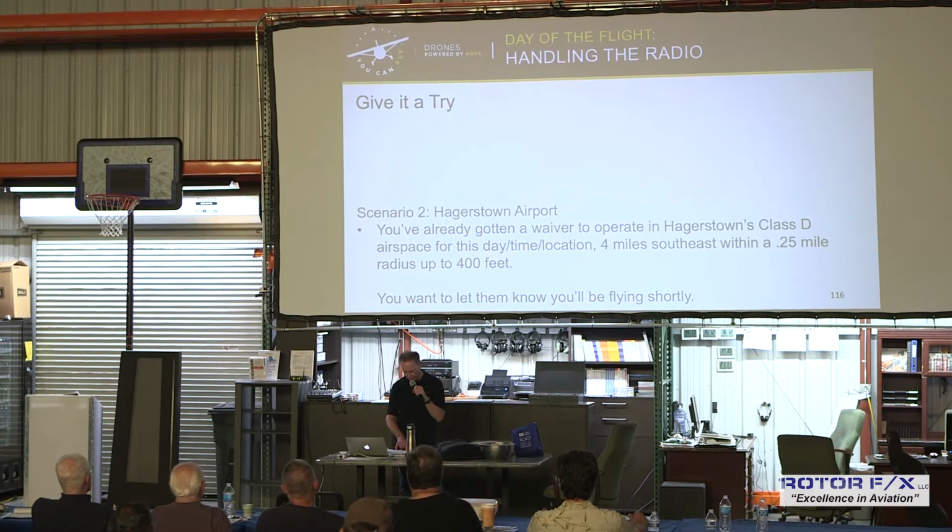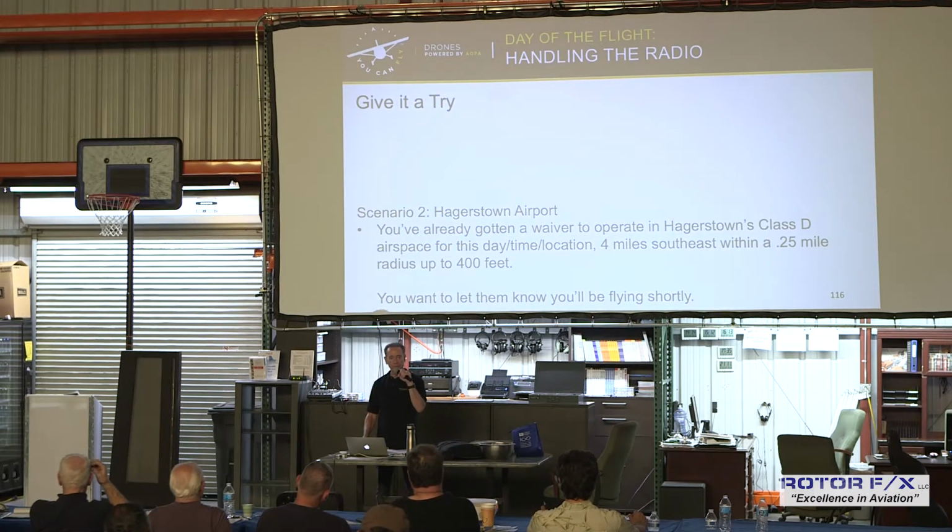Hagerstown traffic, this is a drone operation. Be advised that in 5 minutes we will begin operating between surface and 400 feet AGL within a quarter-mile radius, approximately 4 miles southeast of the airport, Hagerstown. If I were out there, I would give this call 5 minutes before takeoff, 2 minutes before takeoff, and at takeoff. I'd give it 3 chances just in case anybody didn't hear one or both of the first 2.